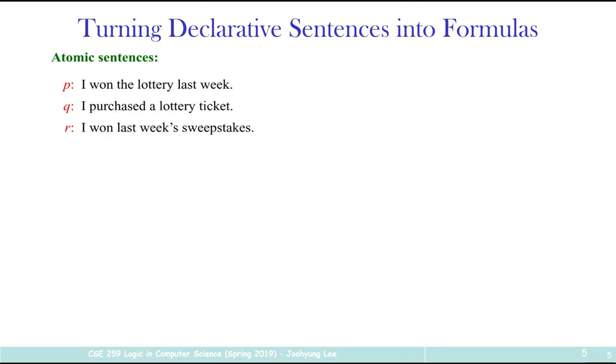Another one is Q: I purchased a lottery ticket. Again, this can be true or false. And R: I won last week's sweepstakes. So these sentences can each be either true or false.